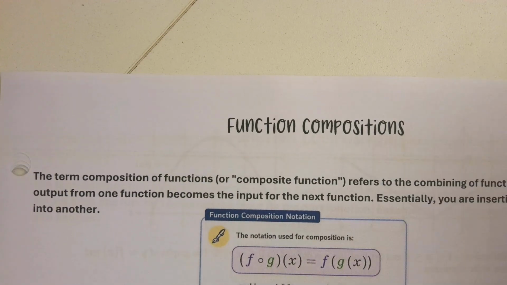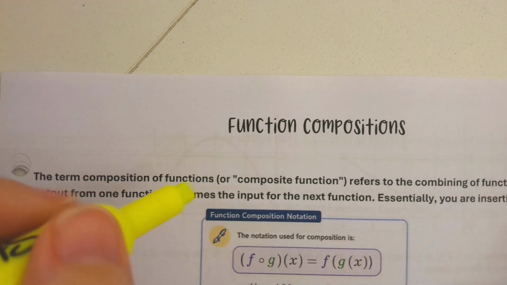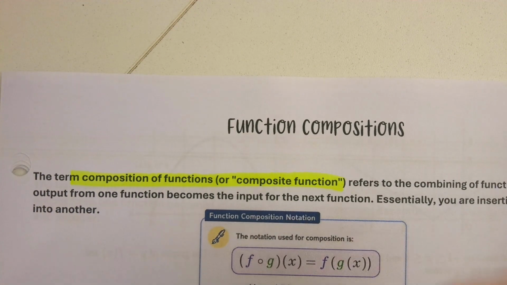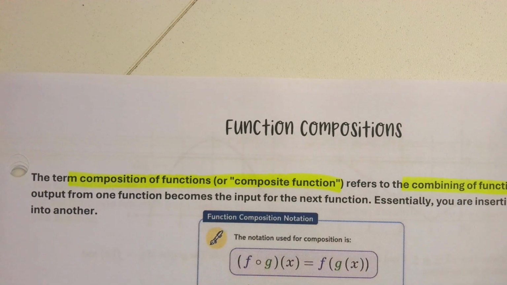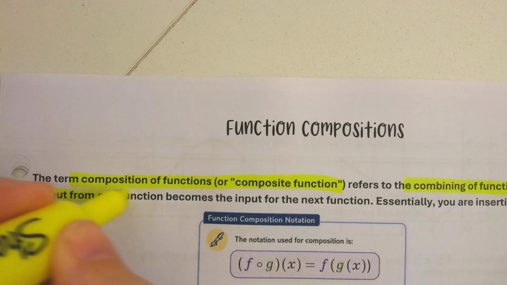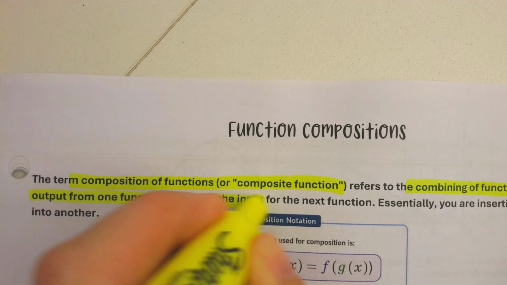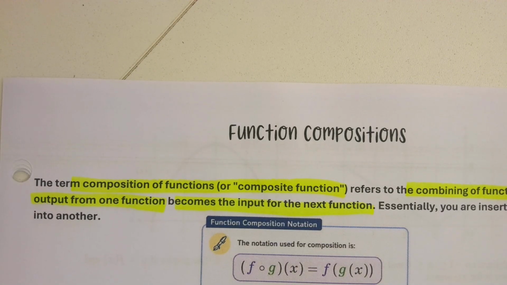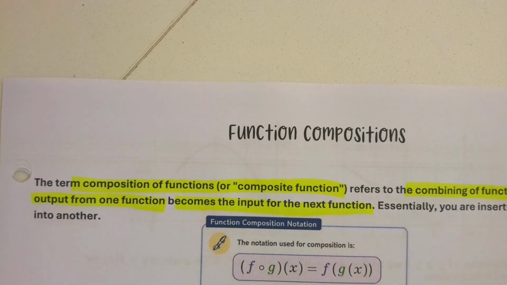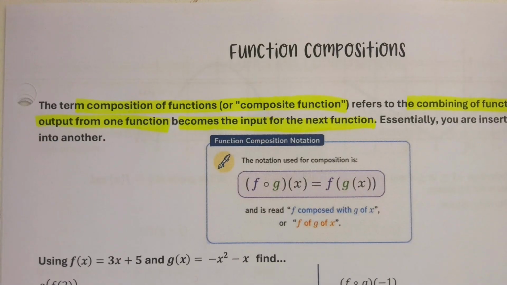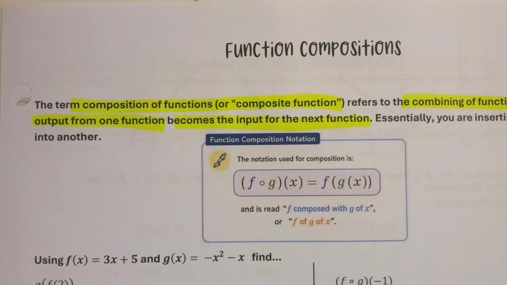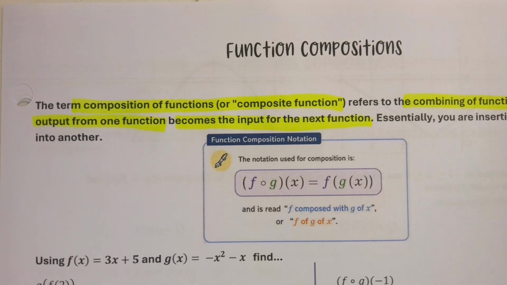Or sometimes people will refer to them as composite functions, which refers to the combining of functions, where the output from one function becomes the input for the next function. So basically, the answer you get from one is what you're going to plug into the next one. Essentially, you're inserting one function into the other, and sometimes you can do this for a given value, so you'll plug in a number, and sometimes you will do this just with the functions themselves.